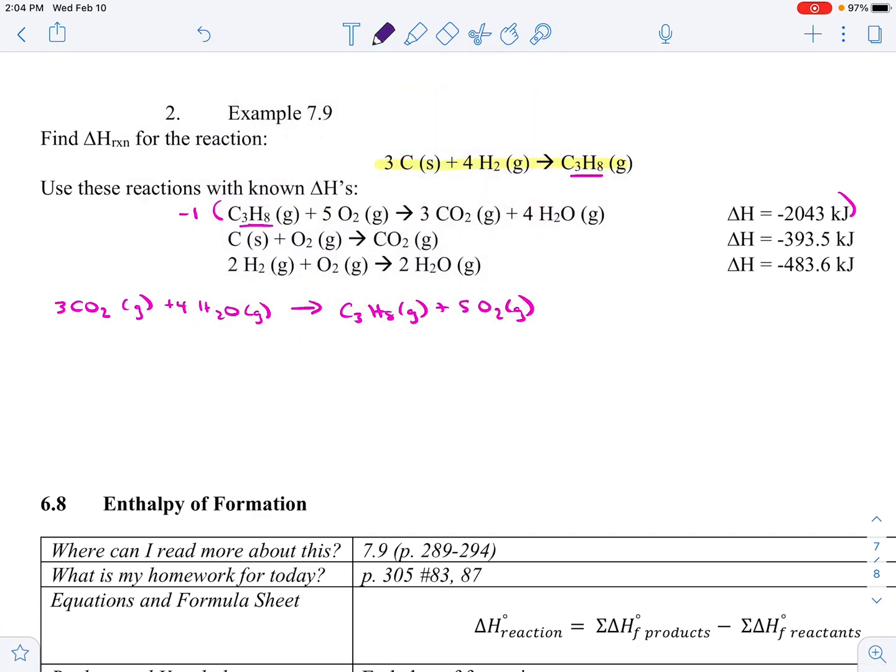Okay, let's look at that next reaction. I'll change colors here. We've got C plus O2 gives us CO2. We have 3 C's here and only 1 here, so if I multiply this by 3, then I'll get the right thing. I get 3 C solid plus 3 O2 gas, we get our arrow, and we get 3 CO2 gases. I should also do that with my delta H: 3 times negative 393, because what I did to the reaction, I have to do to my delta H.